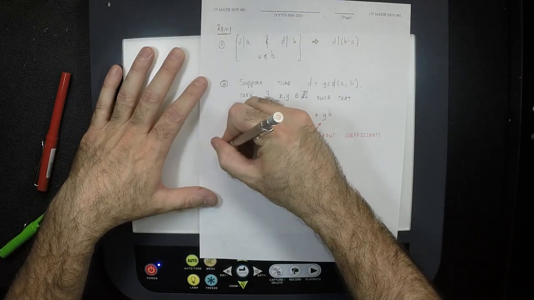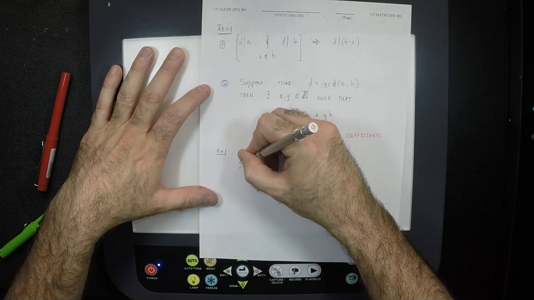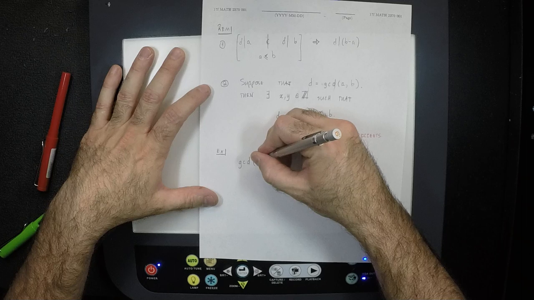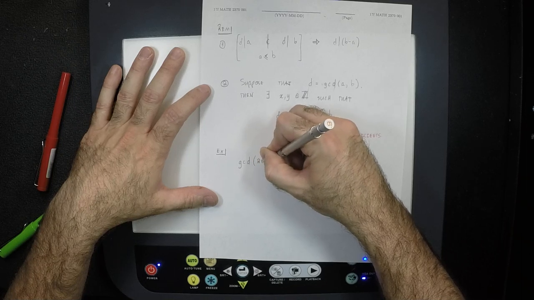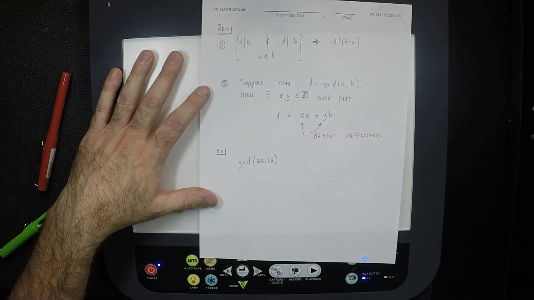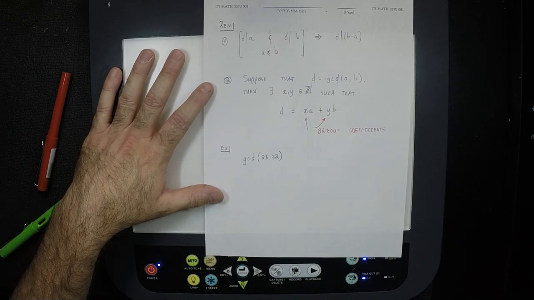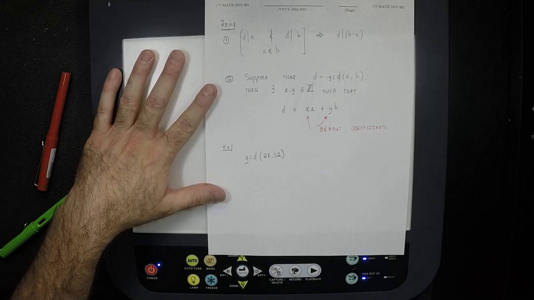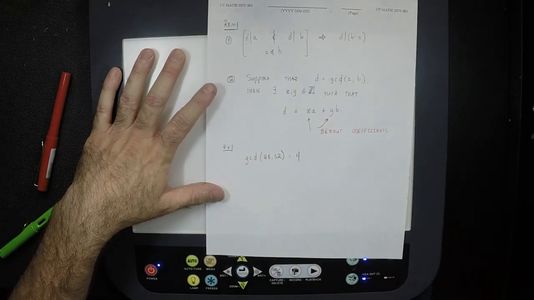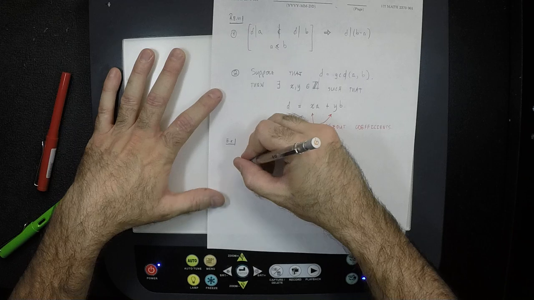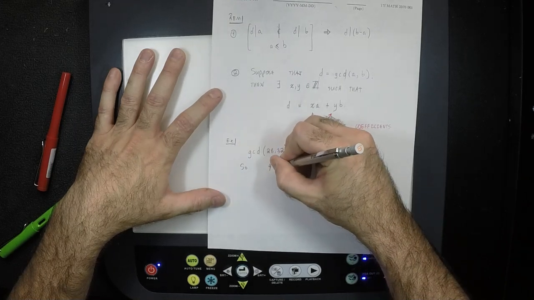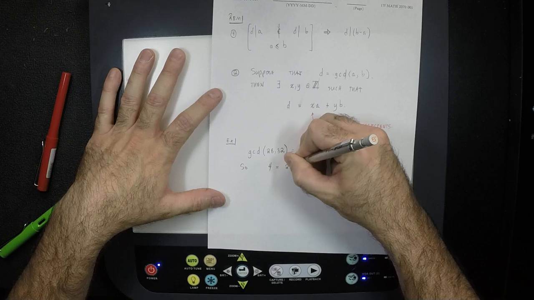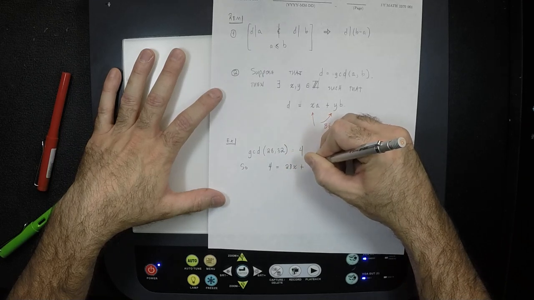So, for example, we'll just use this example, the GCD of 28 and 32. This is small enough that you can do in your head. Well, what is the GCD of 28 and 32? It's 4, right? Because 28 is divisible by 4 and 7, and 32 has all 2's in it. So the answer is 4. Now I want you to tell me two numbers such that 4 is equal to 28 times X plus 32 times Y.